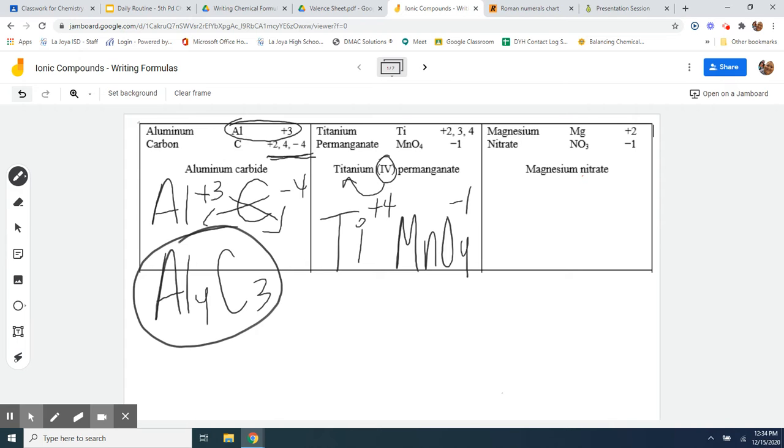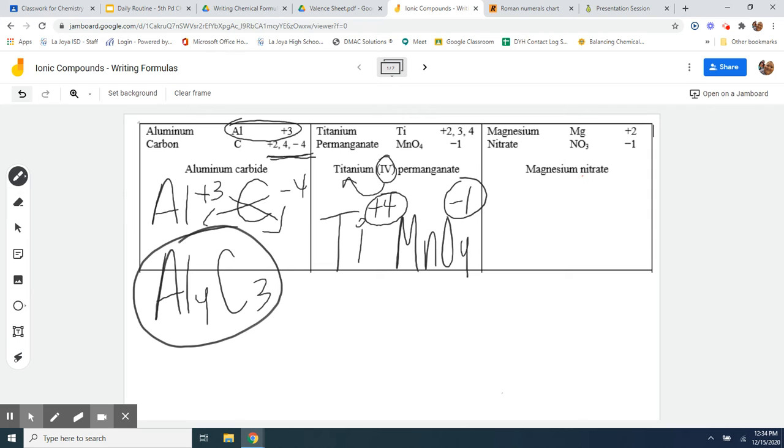Step 2, do the charges cancel out? Are they the same number? Give me a yes or no in the chat. Francisca, what do you see here? Does this number match this number? Are they the same? I don't care about the plus and the minus. Look at just the numbers. Are they the same? No. So I got to do step 3.